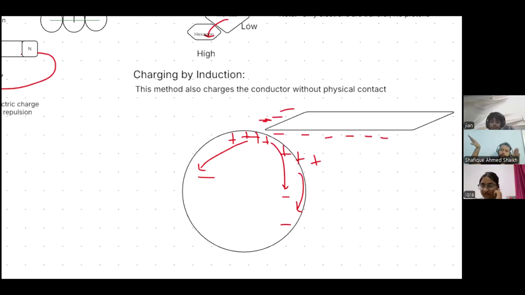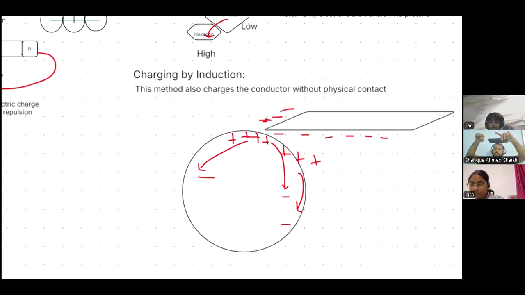The electrons will repel, only the protons will remain. Second, since I am holding that sphere in my hand, the repelled charge will go down from my hand and it will go down into the earth. Is that clear? Yes, okay, sir.